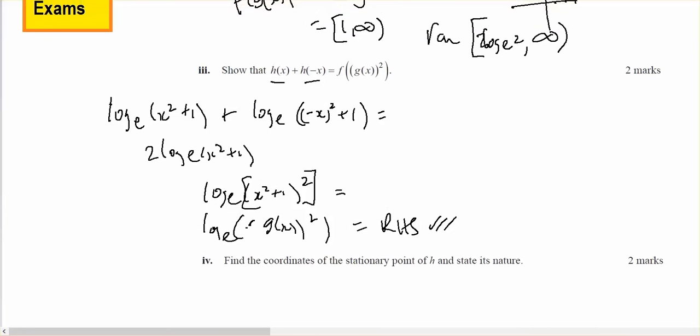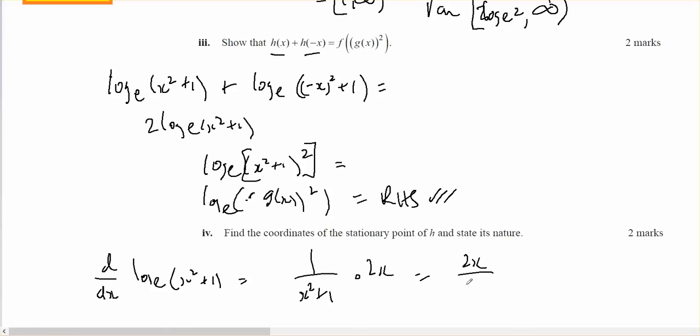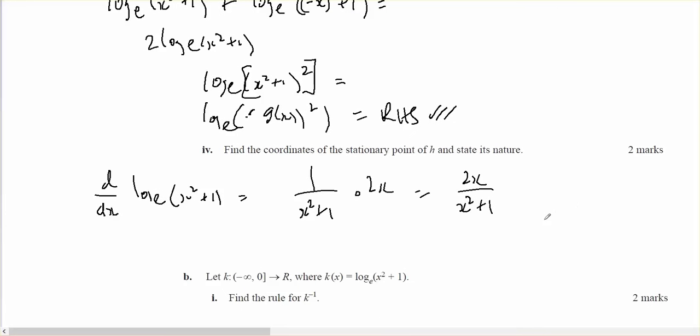Find the coordinates of the stationary points of h. So I need to take the derivative of h. So d dx of log base e of x squared plus 1 is going to equal 1 on x squared plus 1 times the derivative of the inside, which is 2x. So 2x on top of x squared plus 1. Stationary points is when it equals 0. I can ignore the bottom, so that will only be 0 when x equals 0. So the coordinates will be 0 and log base e of 0 squared plus 1, which is log base e of 1, which is 0. So 0, 0 is going to be the stationary point.